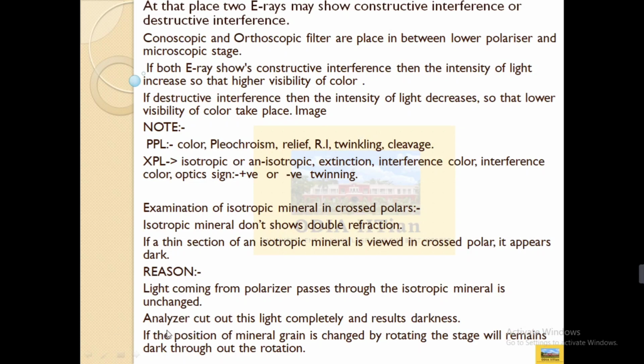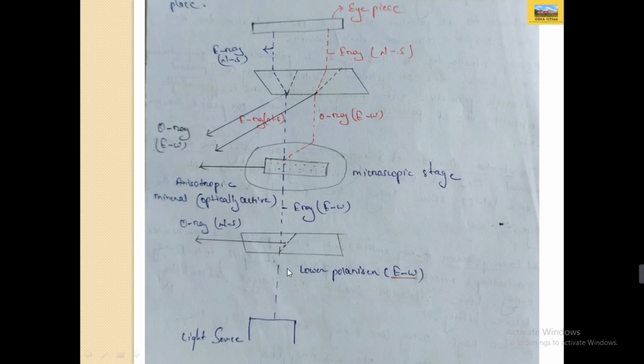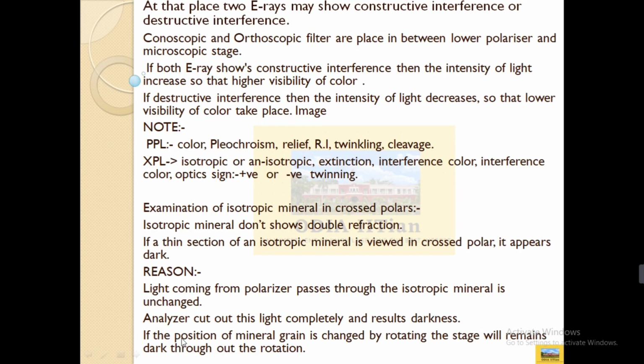The analyzer catches the light completely, and the result takes place. In this case, the light coming from the polarizer is not doubly refracted, so its vibration direction does not change. And we know the vibration directions of the polarizer and analyzer are perpendicular to each other, so they cancel each other, and we see darkness, which is the extinction. If the position of the mineral grain is changed by rotating the stage, it will remain dark throughout the rotation.